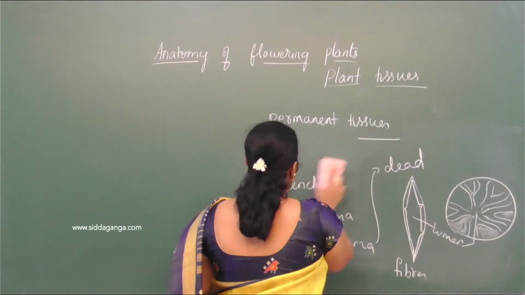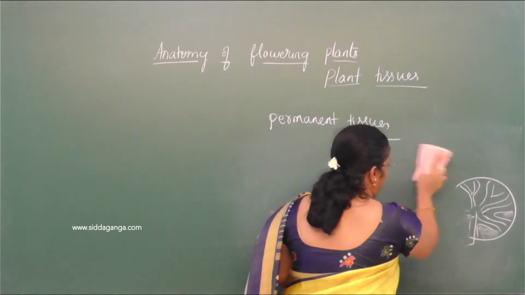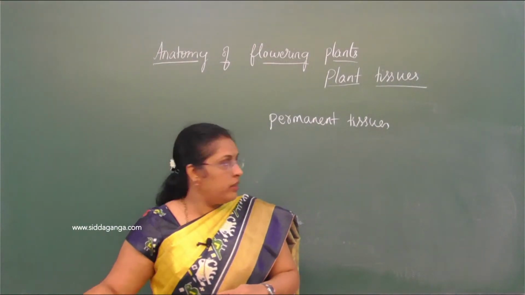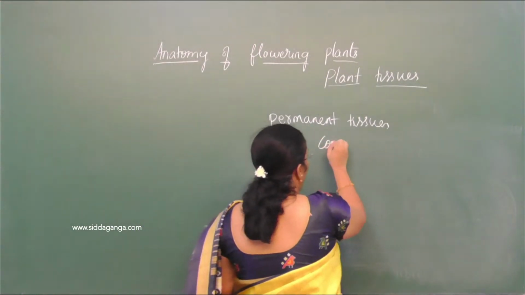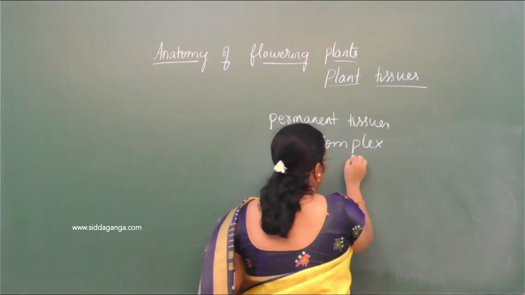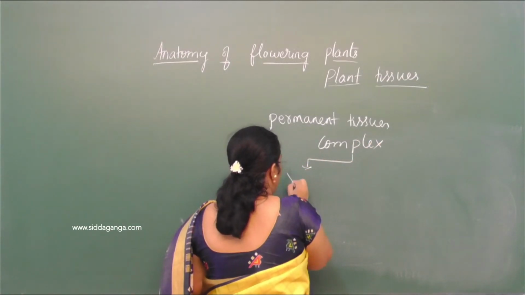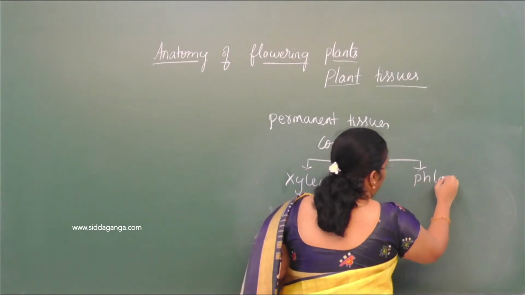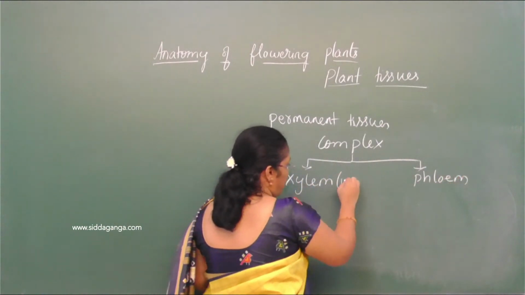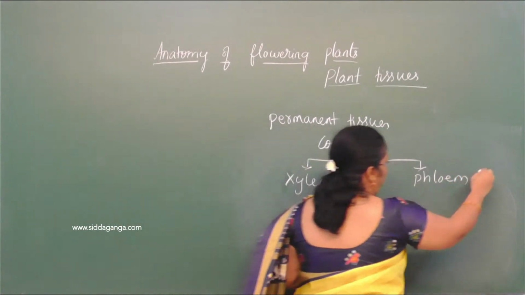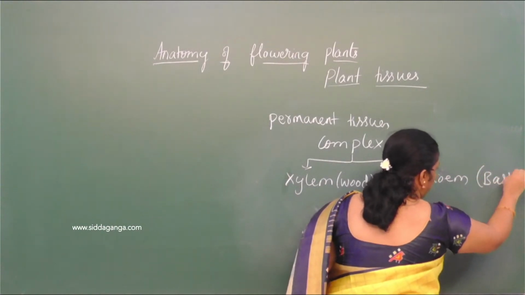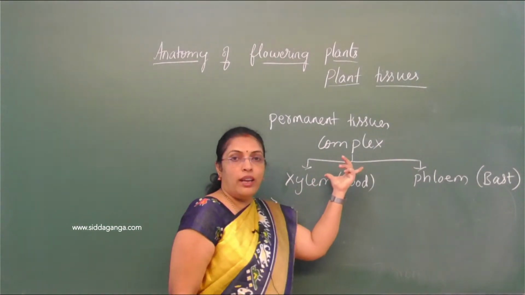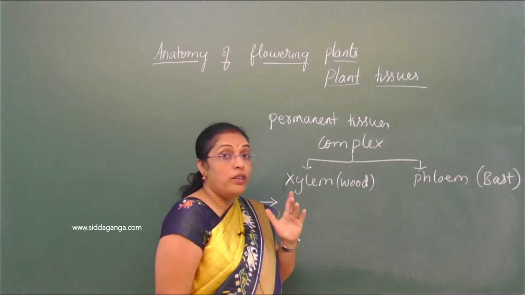Then we'll go with complex tissues, that is xylem and phloem. Complex permanent tissues, we have two types: xylem and phloem. Xylem is also called wood and phloem is called bast. So again, as I told, they are heterogeneous tissues made up of dissimilar cells.